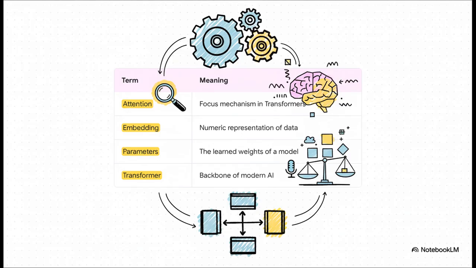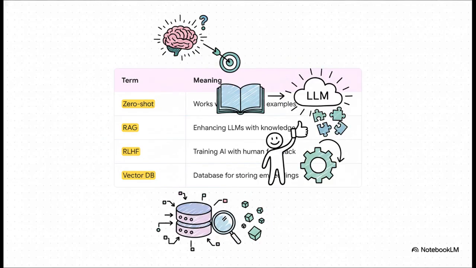Okay, let's look under the hood of the model itself. To work with things like words, a model first has to turn them into a list of numbers. That's called an embedding. A transformer model uses a special trick called attention to figure out which words in a sentence are most important. And all those little internal dials that the model tunes during training, those are called its parameters.